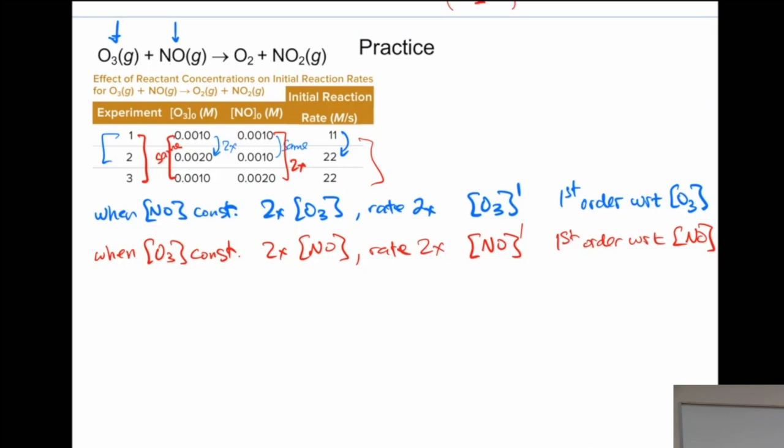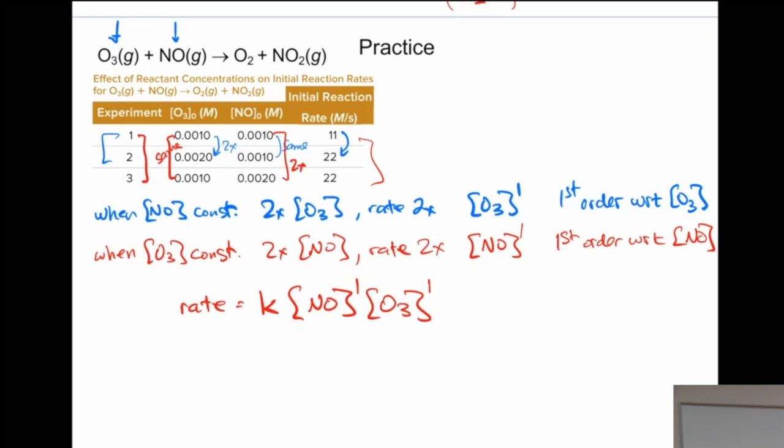All right, so that means we're first order with both of them. And the overall rate law then is the rate is equal to some proportionality constant times the concentration of NO raised to the first power times the concentration of O3 raised to the first power. And those can be in either order. I realized as I was writing it that I switched the order of what they are in the equation, but that's okay. There's no convention, there's no rule for that.